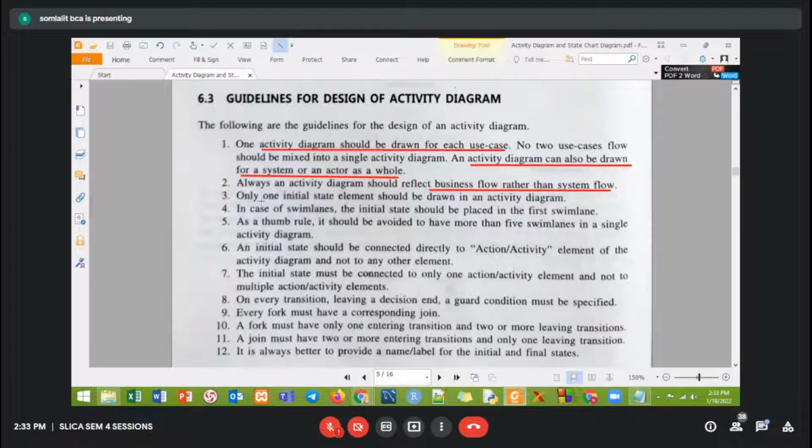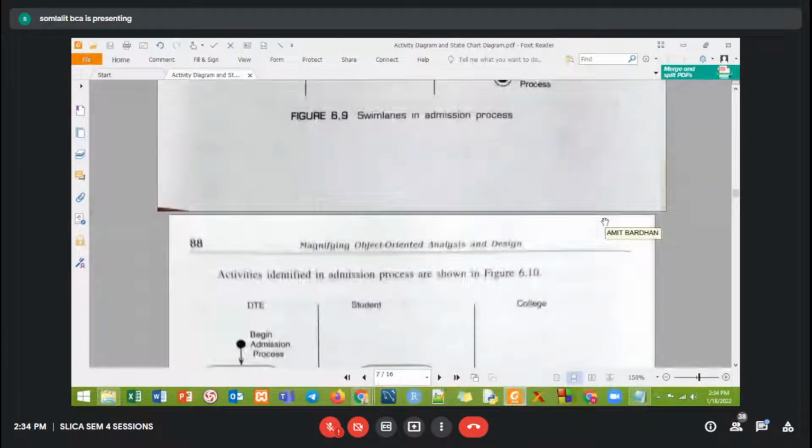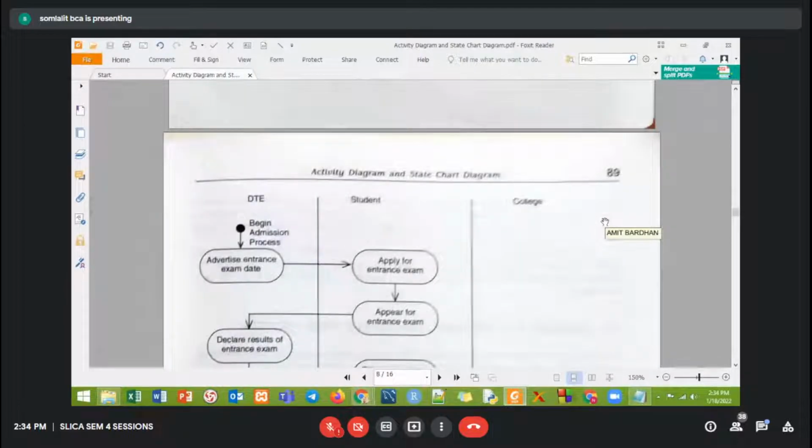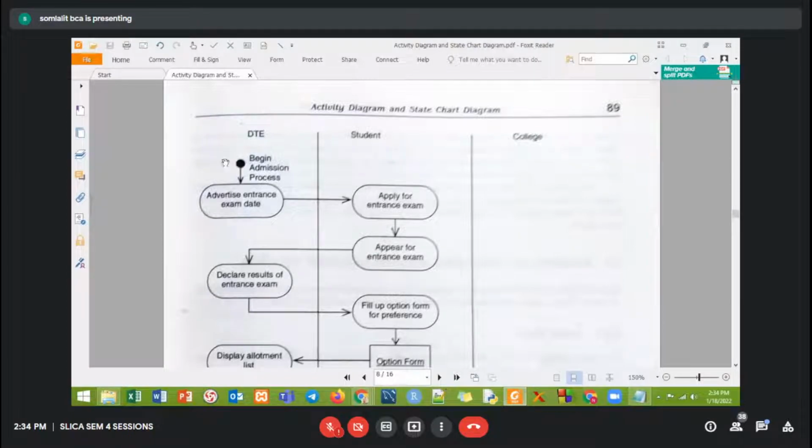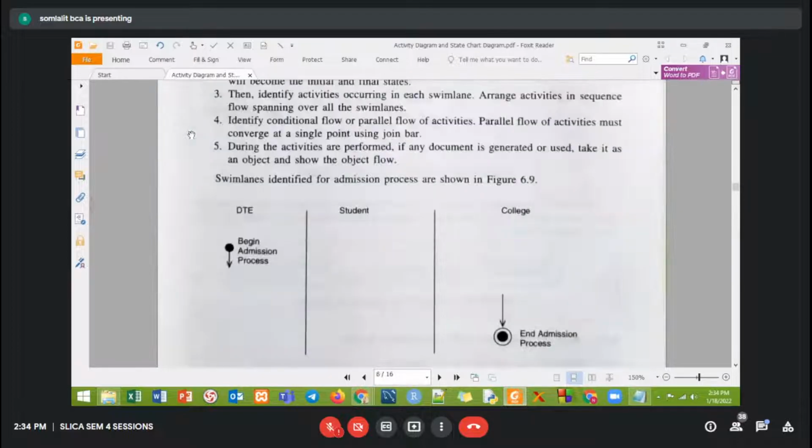Then one initial element should be drawn because you are trying to initiate, to start that particular activity diagram. So the start symbol should be there. Apart from that, the initial state should always be placed in the first swim lane. It's a simple thing. If we are talking about the diagram that we discussed yesterday, we cannot start the start symbol from here. You should start it from the left hand side, the top left corner, always necessary.